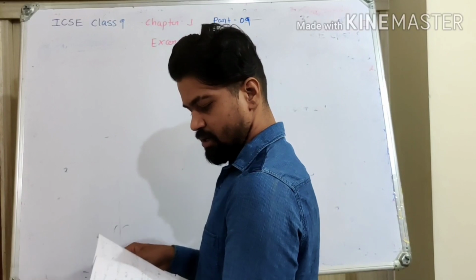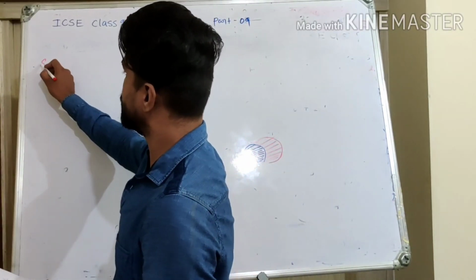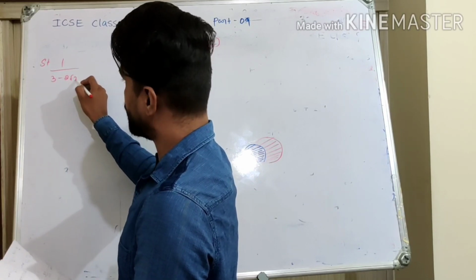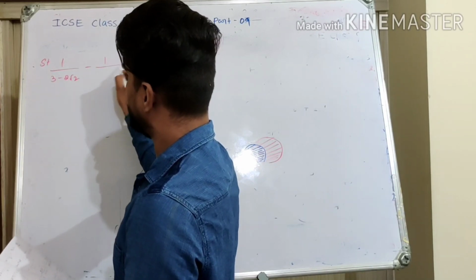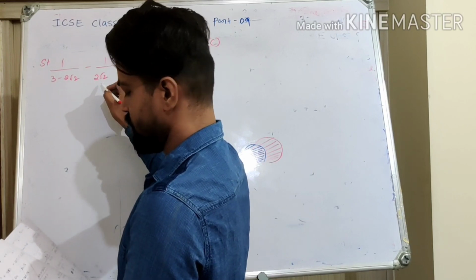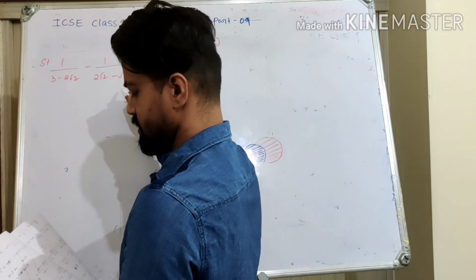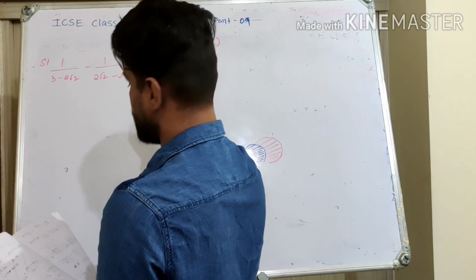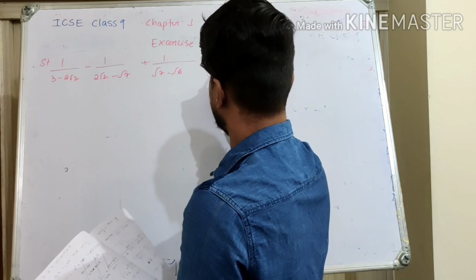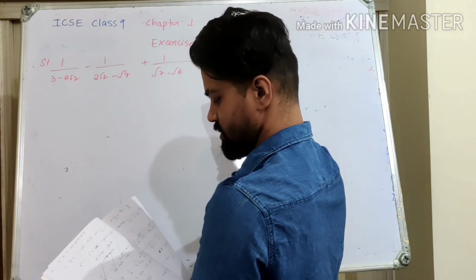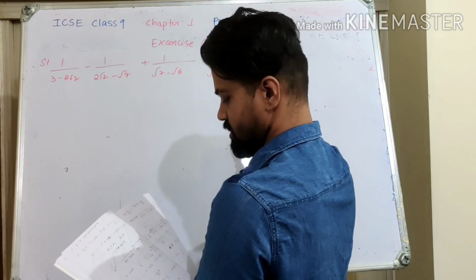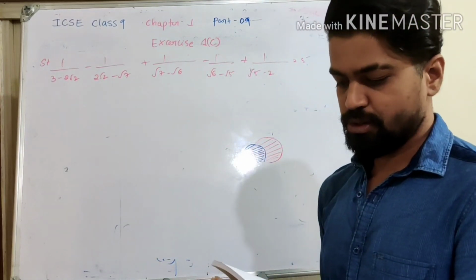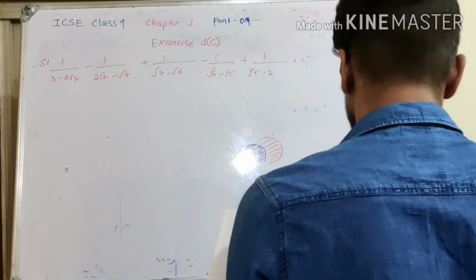Which says show that 1 by 3 minus 2 root 2 minus 1 by 2 root 2 minus root 7 plus 1 by root 7 minus root 6 minus 1 by root 6 minus root 5 plus 1 by root 5 minus 2 equal to 5. So we are going to rationalize them one by one and then add.